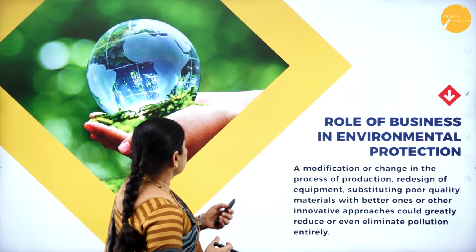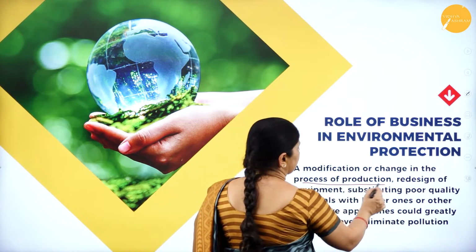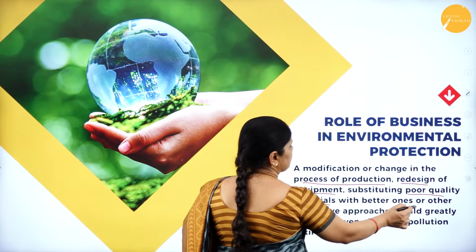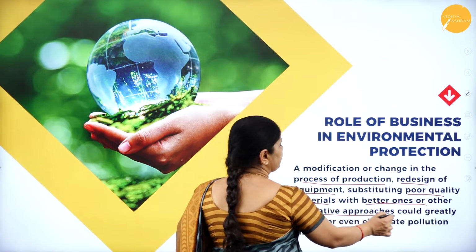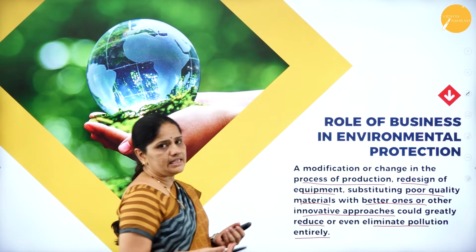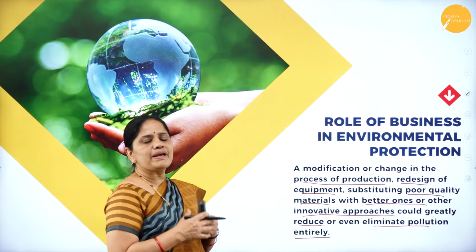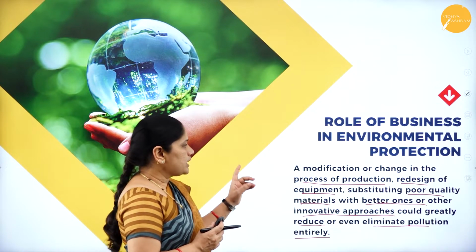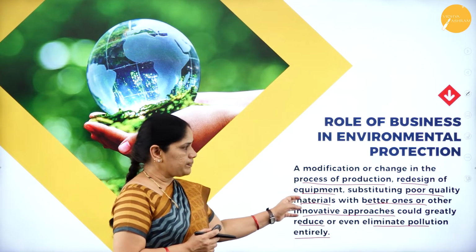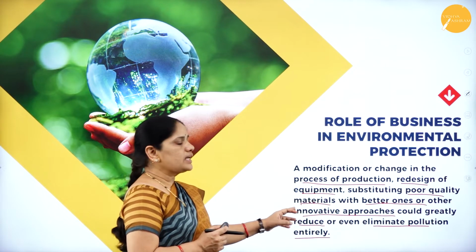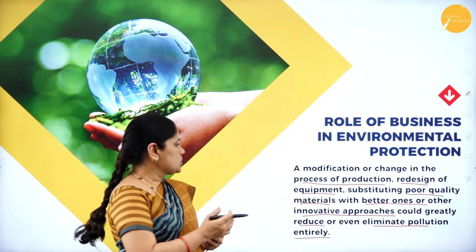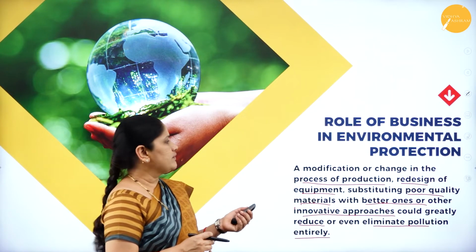Then a modification or change in the process of production, redesign of equipment, substituting poor quality materials with better ones or innovative approaches could greatly reduce or even eliminate pollution entirely. So what is now being expected of the business community is that they should have a change in the process of production or redesign the equipment, then substitute poor quality materials with better quality ones, then have innovative approaches so that we can eliminate pollution once and for all.